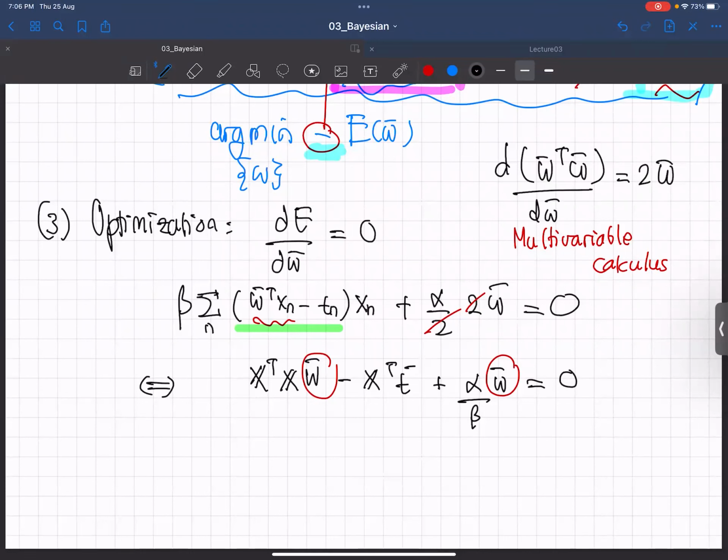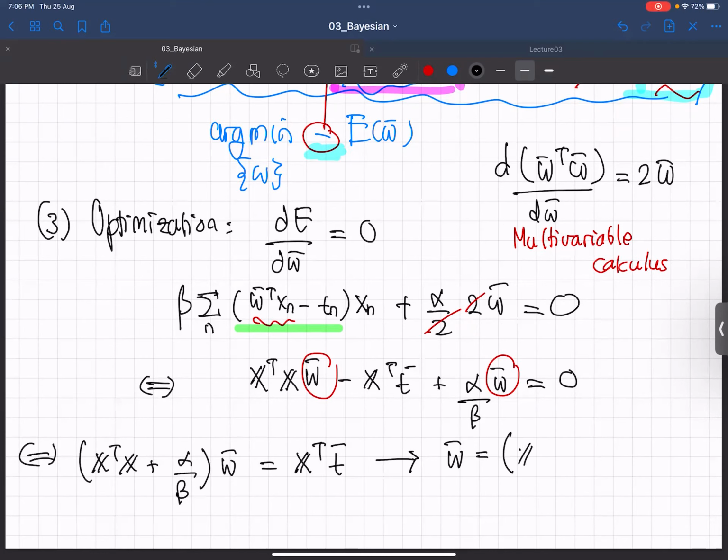Okay, so based on this, we can have X transpose X plus alpha divided by beta, times W bar. Agree with me? Because we want to merge the terms that have W bar. That equals X transpose T bar. Then from this, we want to know W bar. So W bar equals X transpose X plus alpha over beta. You need to have I here actually. This one has to be I. But anyway, don't bother about this. I will explain later.